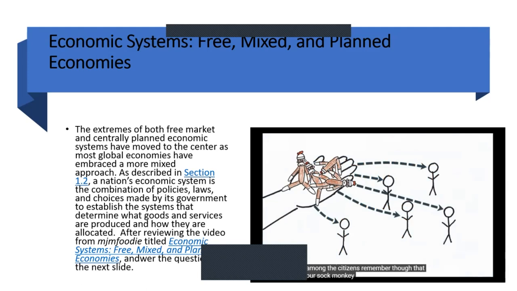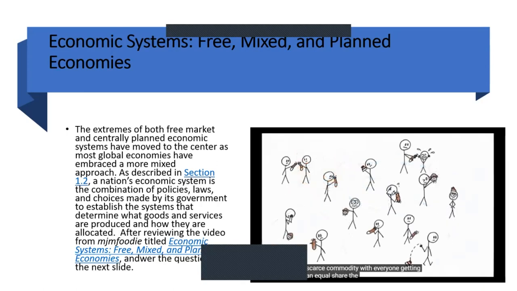Remember, though, that in our sock monkey example, the original problem was that there were not enough monkeys to satisfy everyone, which is still the case. So how can they be distributed equitably? The government can give each person a fraction of the scarce commodity, with everyone getting an equal share. The downside with this allocation mechanism is that while no one can say that their share isn't fair and equitable, no individual is entirely satisfied.